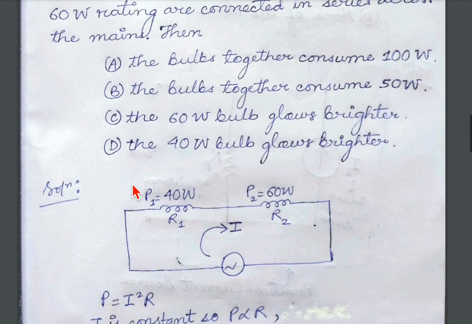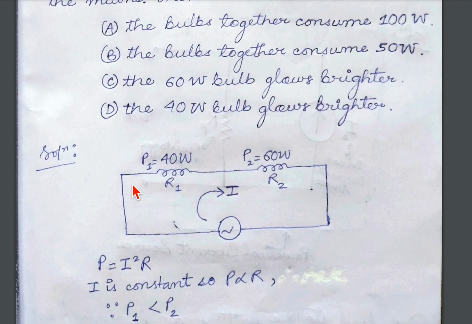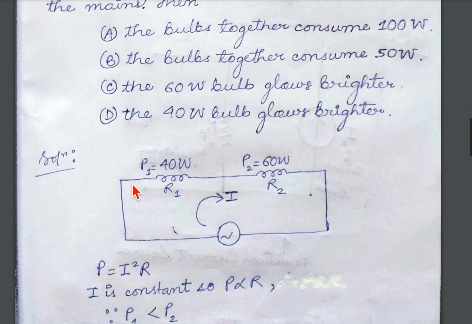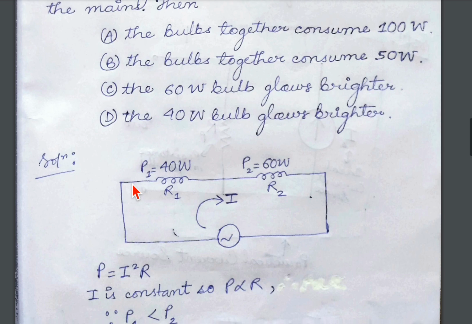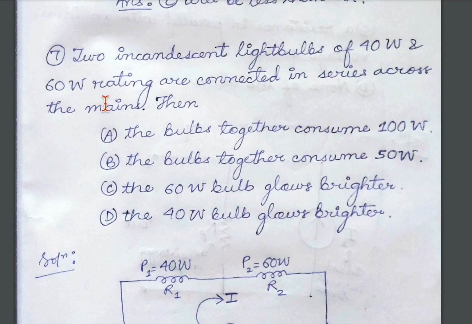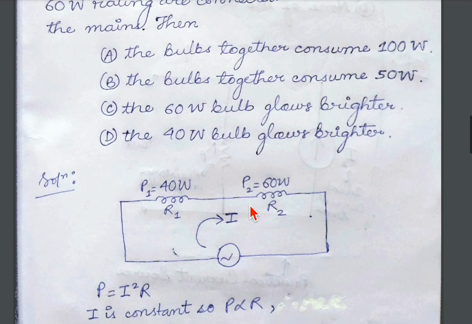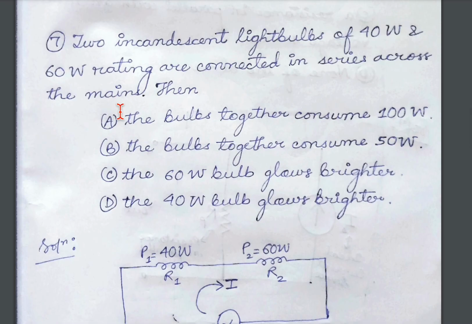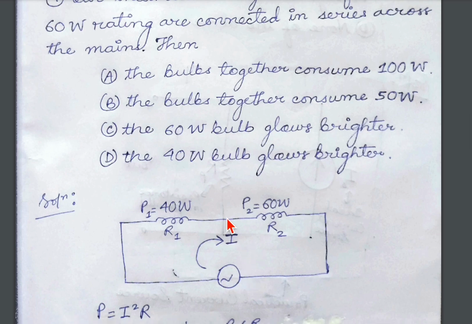Okay, so now we will make the circuit with the information given. We will connect two bulbs in series as shown, which will be further connected to a supply. One bulb is of 40 watt rating and the other bulb has a power rating of 60 watt. It's given in the question. Two incandescent light bulbs connected in series, and across the mains. Okay, we did this.